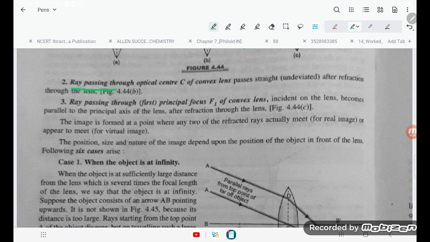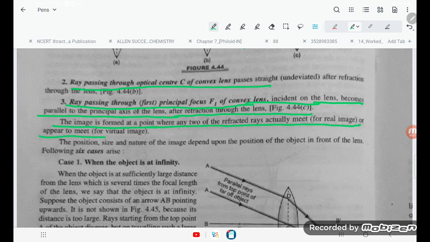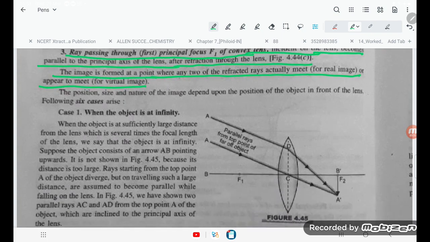So a ray passing through the optical center of the convex lens passes straight after refraction, and the ray passing through the first principal focus of the convex lens, incident on the lens, becomes parallel to the principal axis of the lens after refraction through the lens. The image is formed at the point where any two of the refracted rays actually meet for a real image, or appear to meet for a virtual image.